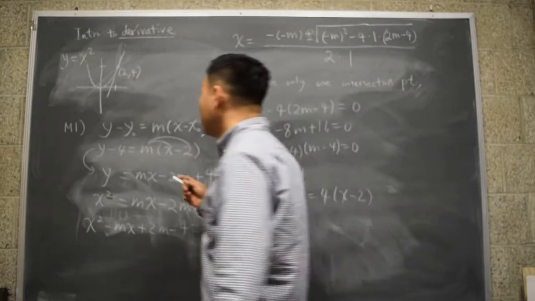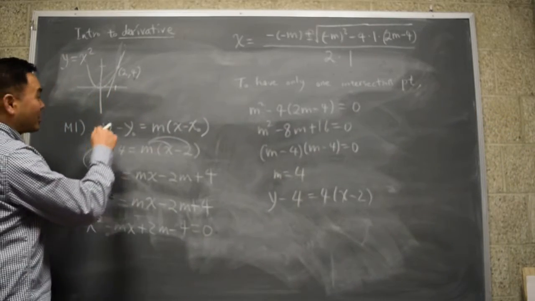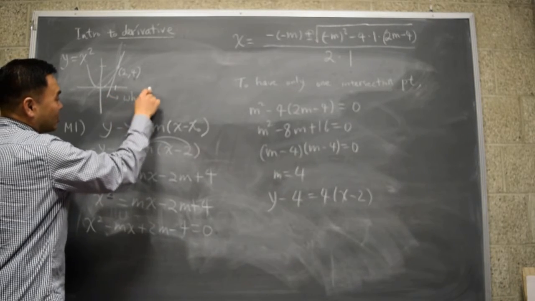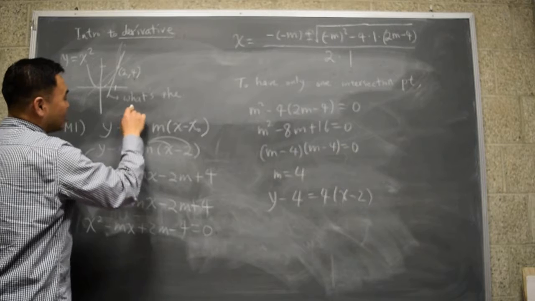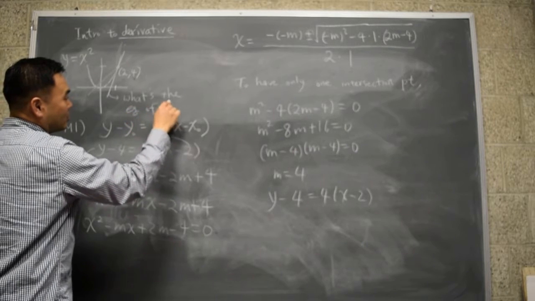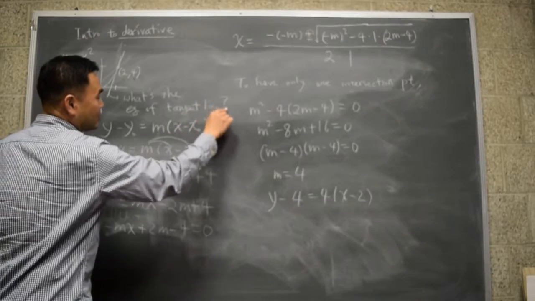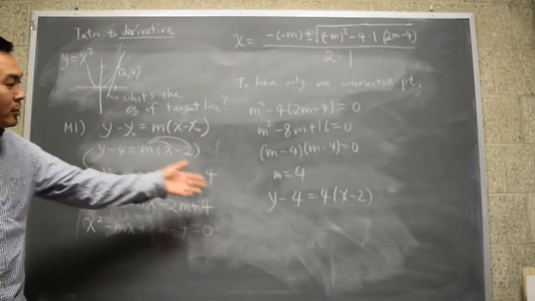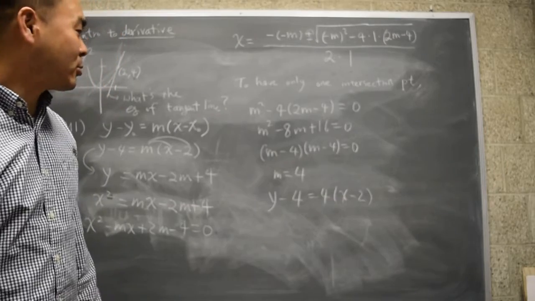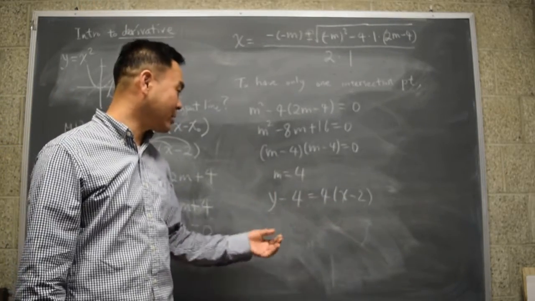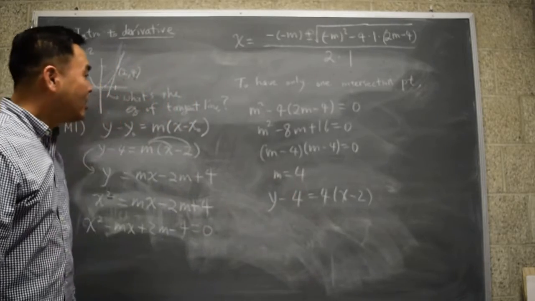I should have written down the question. The question is, what's the equation of the tangent line? And the answer is that it's y minus 4 equals 4 times x minus 2, and if you want this to be in slope-intercept form, you can solve this further.